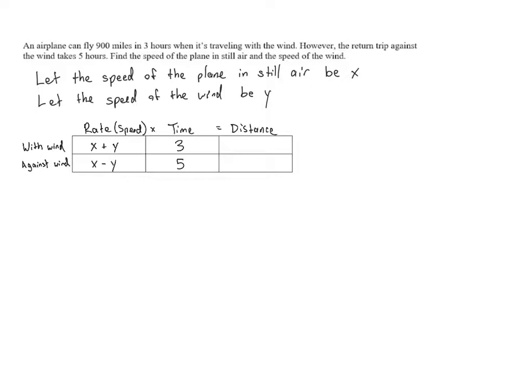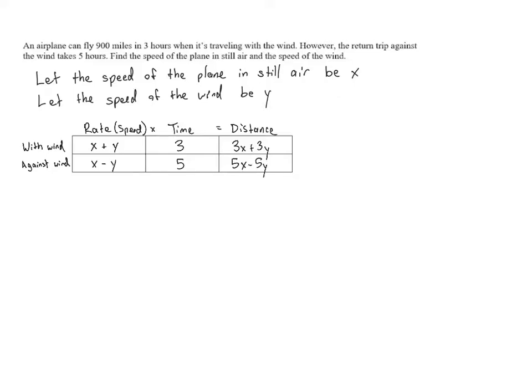And just like before, we multiply the quantities in the first two columns to get the quantity in the third, because rate times time equals distance. If we take x plus y times 3, gives us 3x plus 3y. We distribute that 3. And then we distribute the 5 in the next one. That gives us 5x minus 5y.